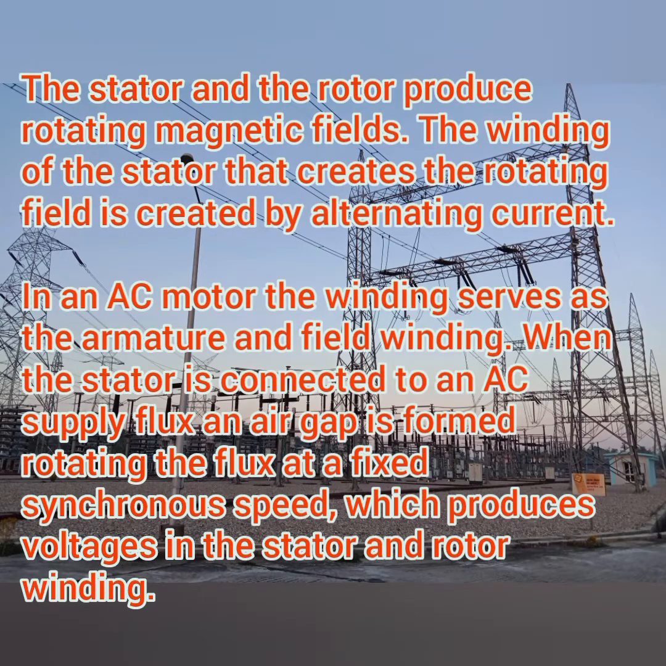Next is just a small briefing. The stator and the rotor produce a rotating magnetic field. The winding of the stator creates the rotating field, which is produced by the alternating current we give as supply. In an AC motor, the winding serves as an armature winding and a field winding, so there are two types of winding, armature and field winding. When the stator is connected to the AC supply, a flux is produced in the air gap, and the rotating flux at a fixed synchronous speed produces voltages in the stator and rotor windings.